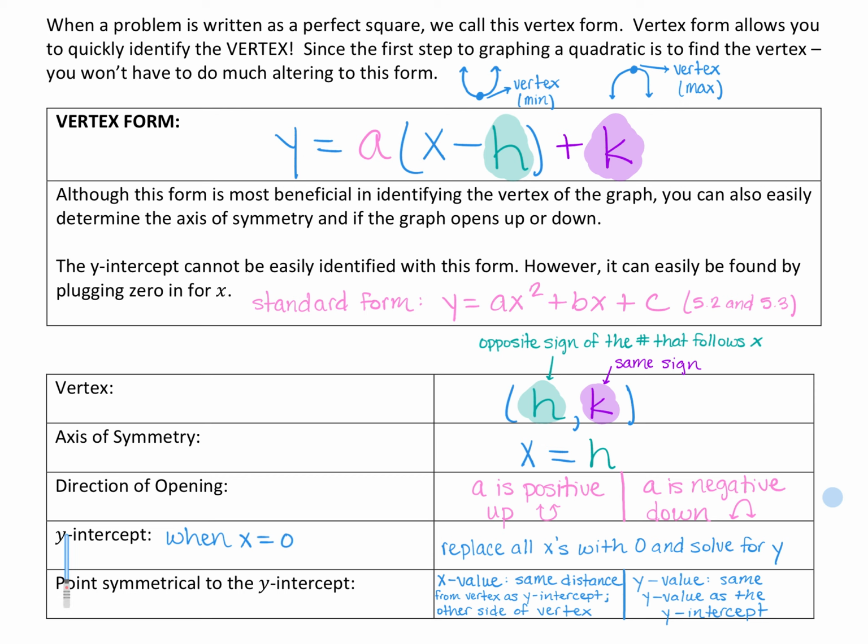To figure out the y-intercept, remember that's when x equals 0. So we will replace all of the x's with 0 and solve for y. In this case, there's just one x, so we'll just replace this x with a 0 and solve for y. Basically, it ends up just typing into your calculator.